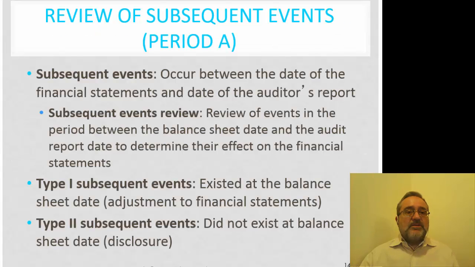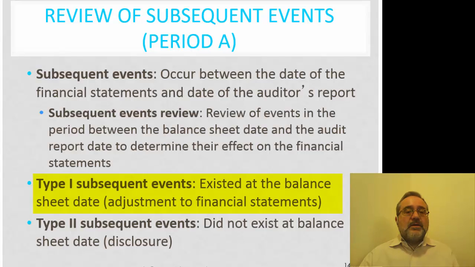So let's consider this. So subsequent events, again, these are items, and we divide these into two separate categories, type 1 and type 2. These are things that occurred in the subsequent period, again, this period between the balance sheet date and the issuing of the financial statements that have an impact on the audit. A type 1 event is a subsequent event that existed at the balance sheet date, and we have clarification of this.